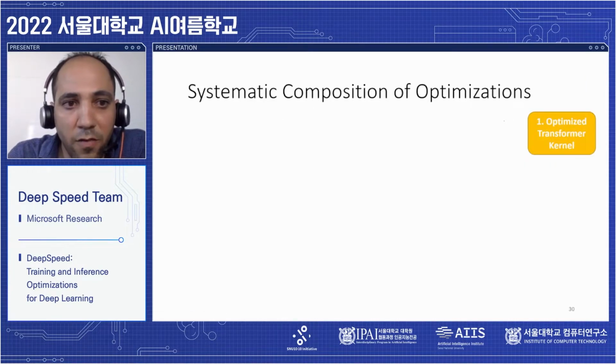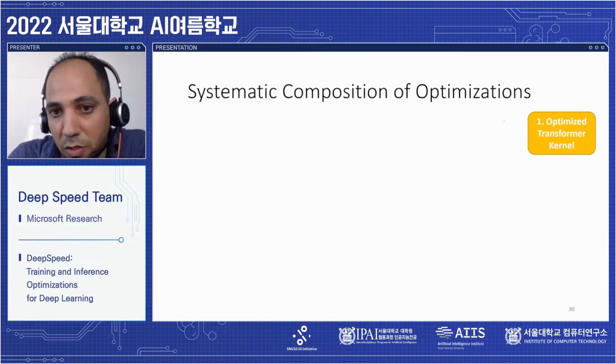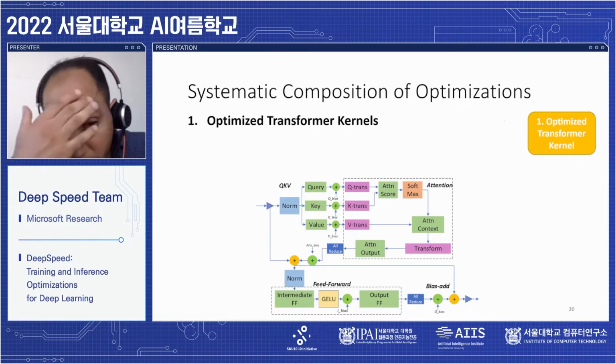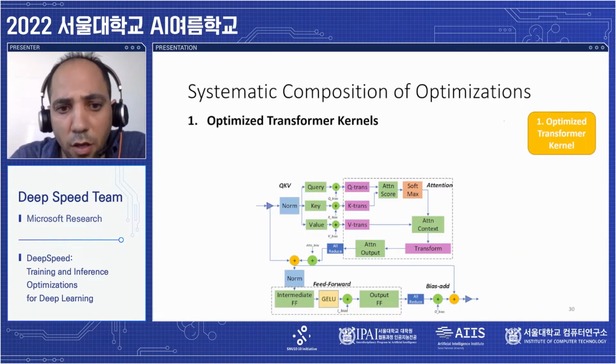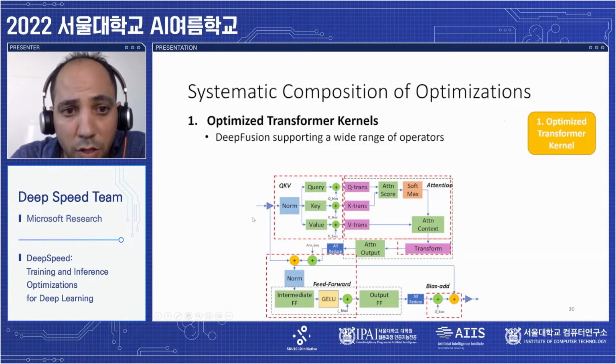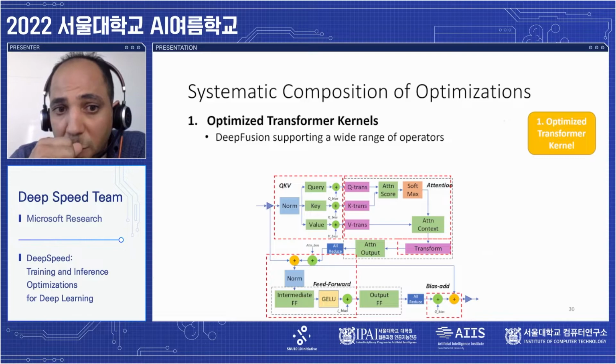So now let's look at the composition of these optimizations. The first technique that we have here is the optimized transformer kernels. Here we show the different operators of a transformer layer. As a first technique, we show the deep fusion, where compared to the previous approaches, we can fuse a really large number of operations together. Here we are showing, for example, the attention or the MLP or the QKV part. We are fusing 5 to 7 operations together.